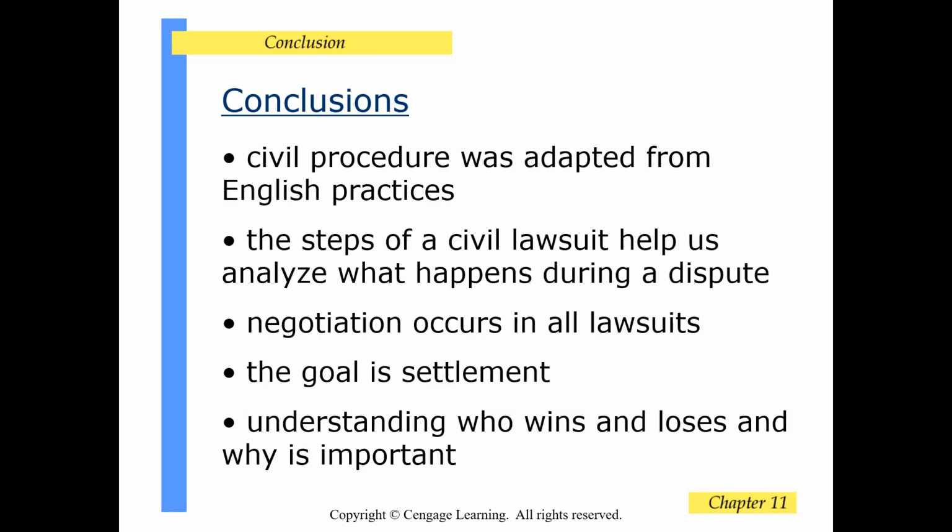In conclusion, civil procedure was adapted from English practices. The steps of a civil lawsuit help us analyze what happens during a dispute. Negotiation occurs in all lawsuits, and the goal is settlement. Understanding who wins and who loses in civil cases is important.